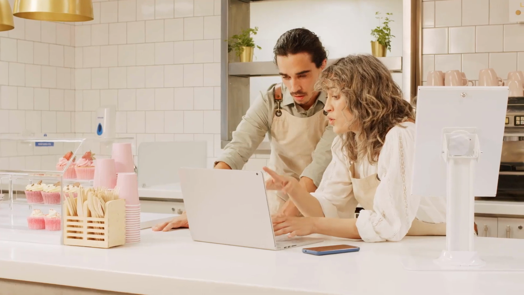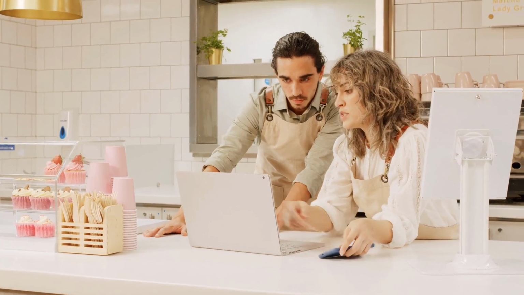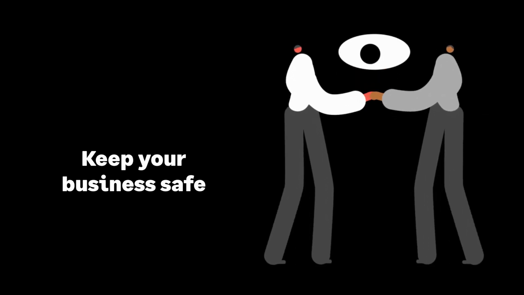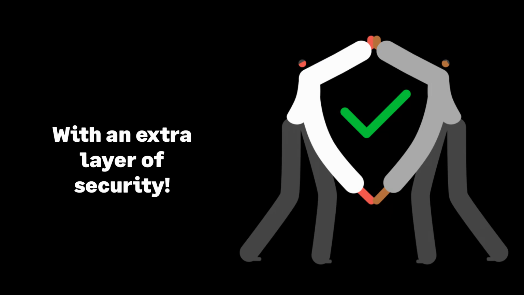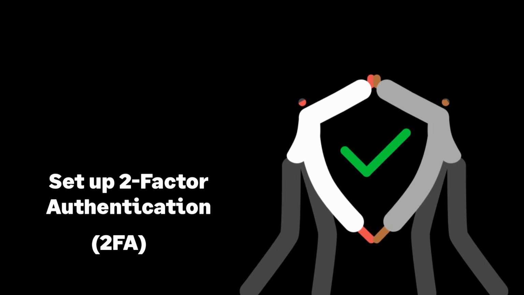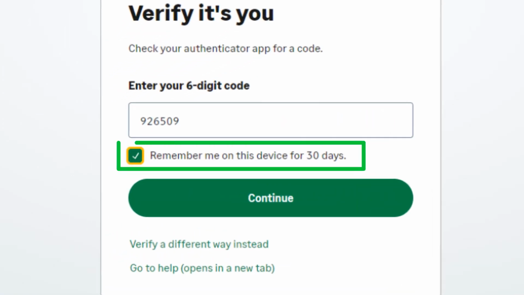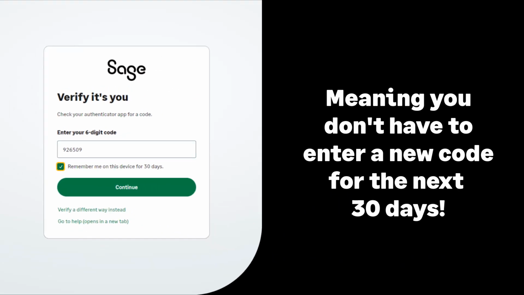At Sage, we safeguard your security, value your privacy, and uphold the highest standards of data ethics. To continue to keep your business safe from cyber attacks and fraud, we've added an extra layer of security. This is two-factor authentication, also known as 2FA. Once set up, you'll be required to enter a 6-digit code. However, for added convenience, your Sage product can remember you for 30 days. This means you only enter the verification passcode again once the 30-day period has lapsed.